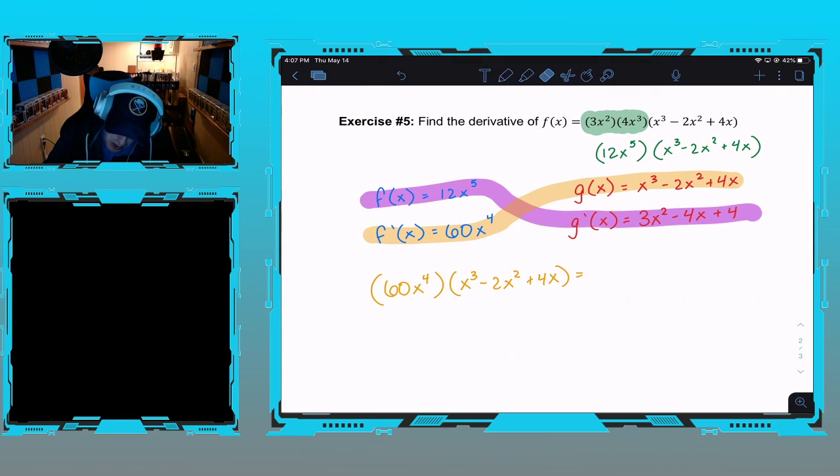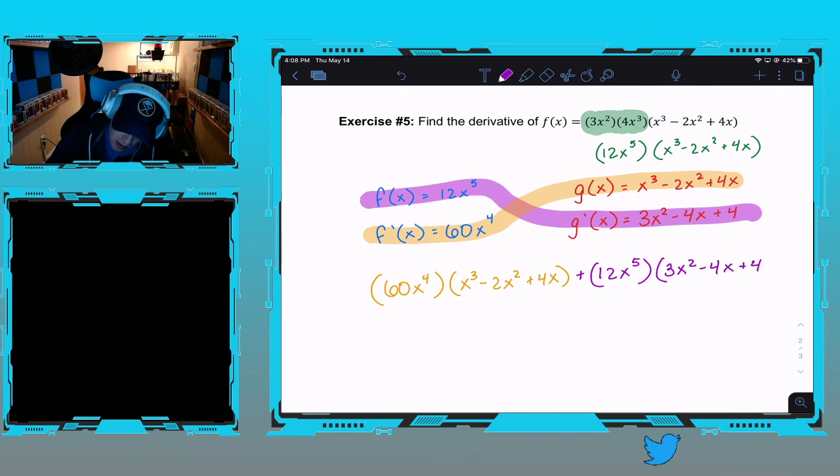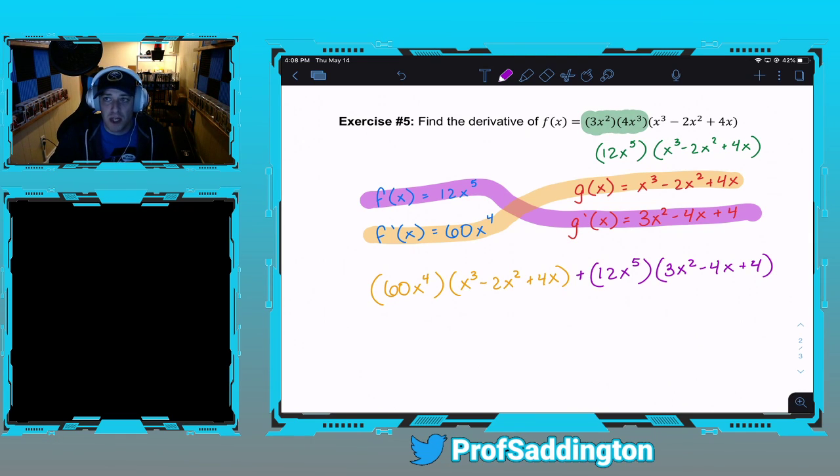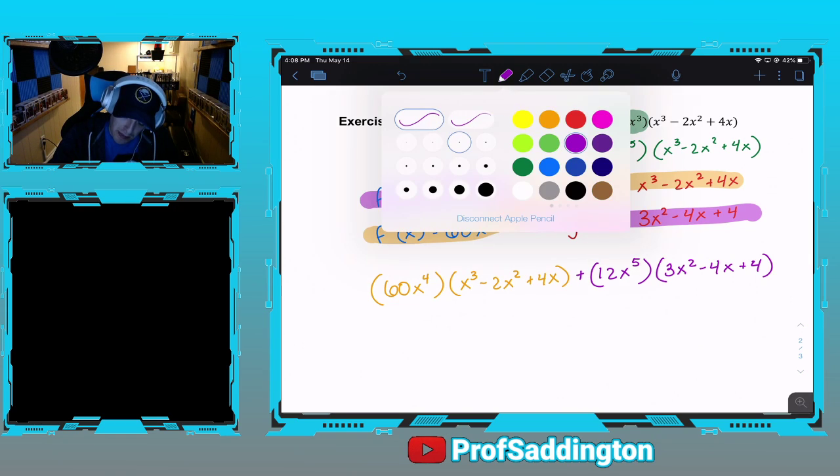is equal to, plus, we'll have 12x to the 5th times 3x squared minus 4x plus 4. And now all I'm going to do is multiply and figure out if I have to combine like terms.